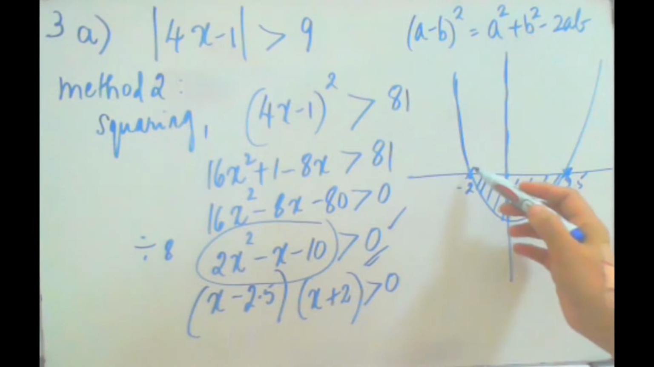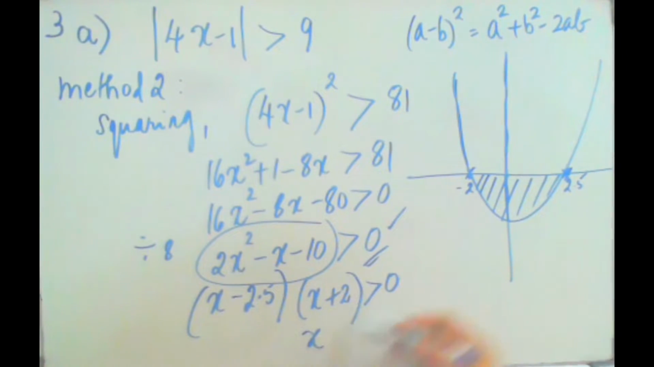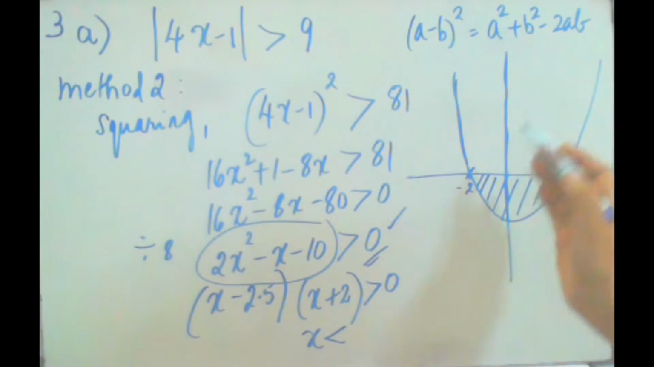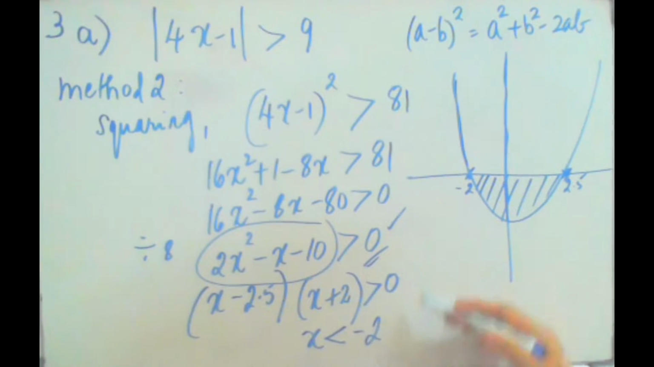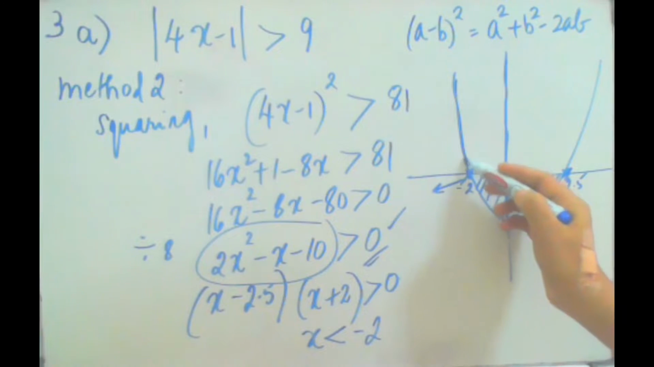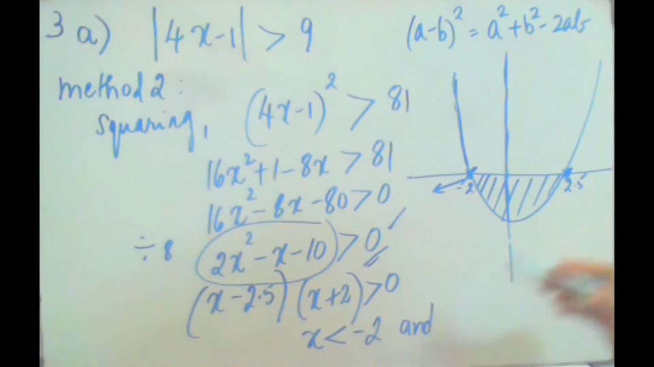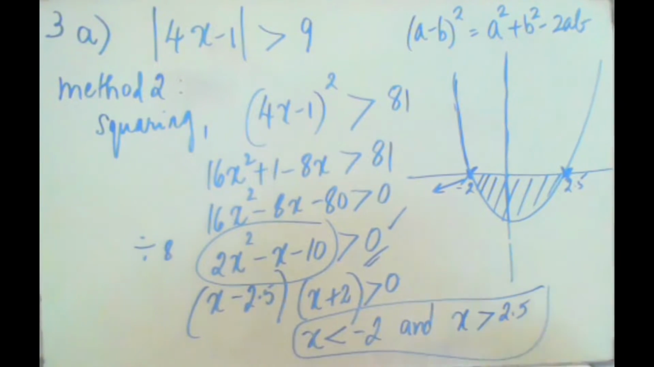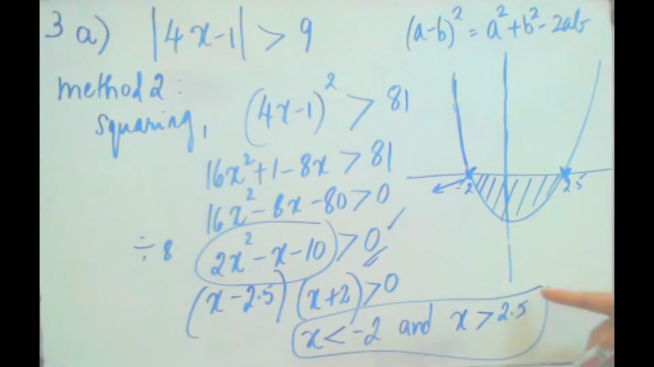So the inequality that satisfies y greater than 0 is x must be less than minus 2. So you can see here, to the left side of this minus 2, y is positive. And it should also be to the right side of 2.5, which is x greater than 2.5. Okay, so this is the same solution that we got with method 1. So check and see which method you find easier and you can follow the same method.